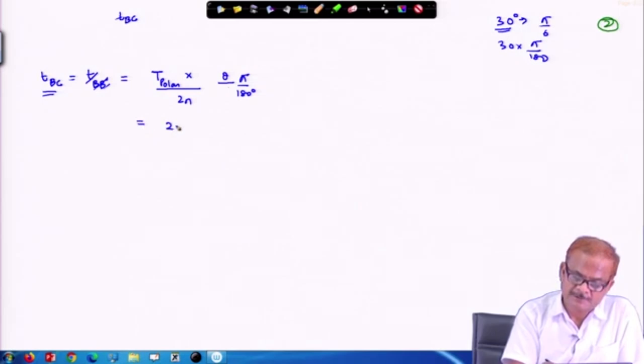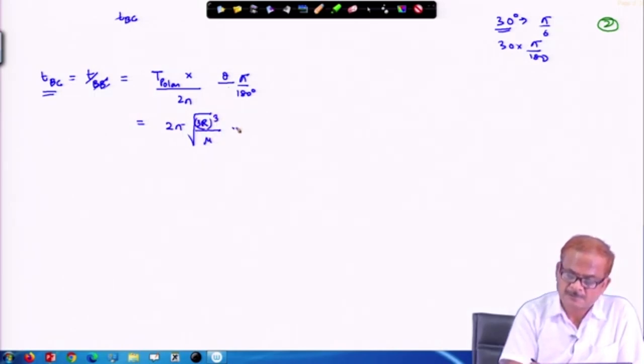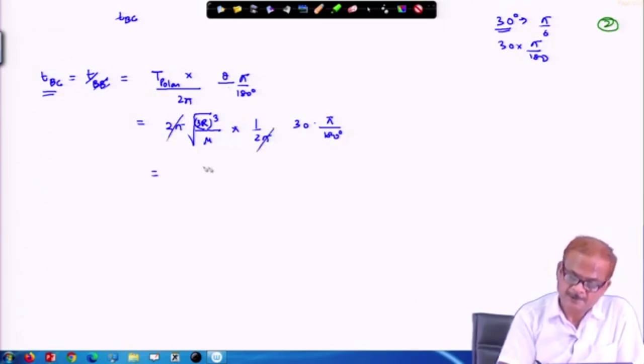So, in the polar orbit this is 2 pi times the square root of 3 r whole cube, which is the radius of the polar orbit, divided by mu. And then this 1 by 2 pi and then theta by 180 degrees, so theta we replace by 30 degrees. So, this cancels out and we get here pi by 6 times the square root of 3 r cube by mu.